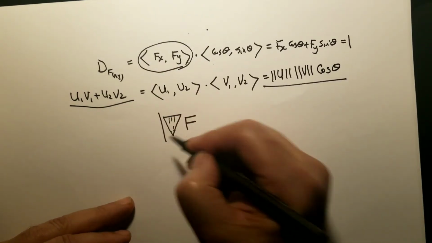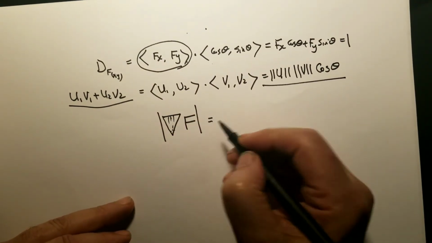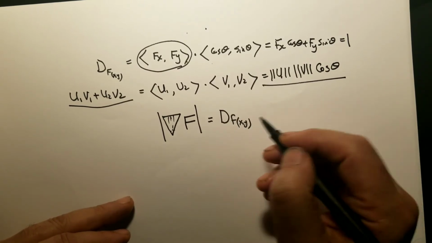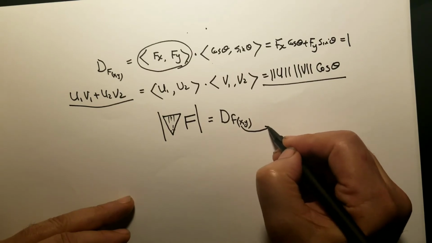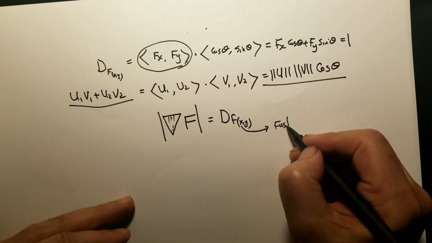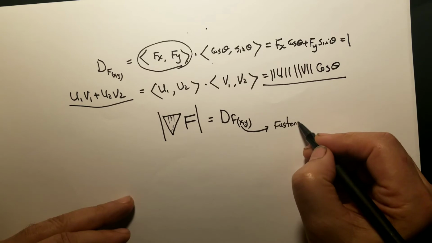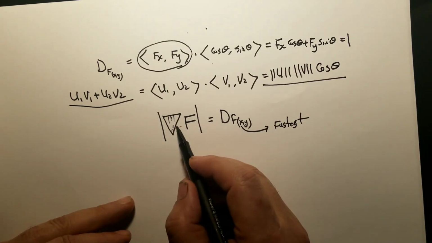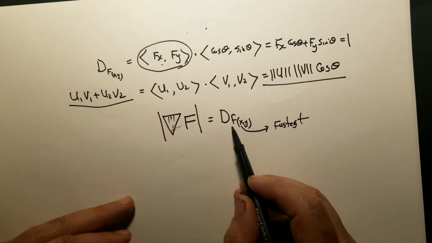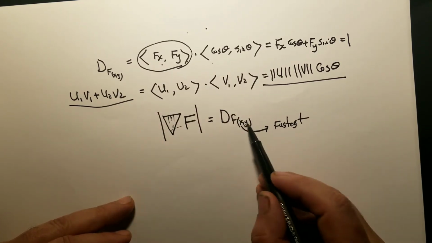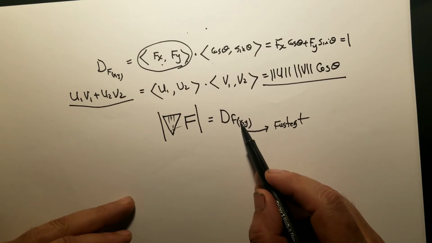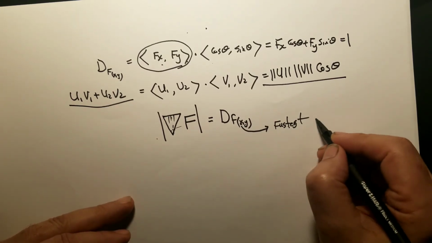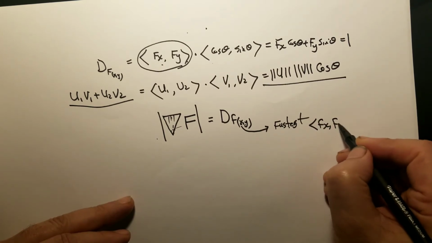If you take the magnitude of the gradient, that becomes the directional derivative of the function at the point x, y in the direction of the what? Fastest. Therefore, the gradient, which is a vector, gives you the direction, and its magnitude gives you the what? It gives you the directional derivative. Therefore, the fastest direction is provided by the gradient, f of x, f of y.